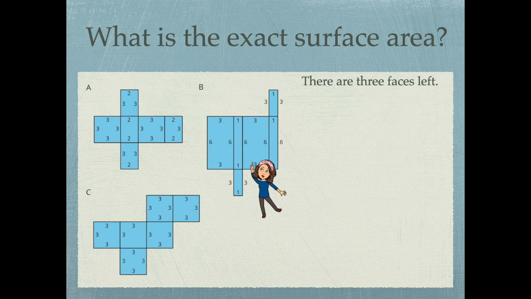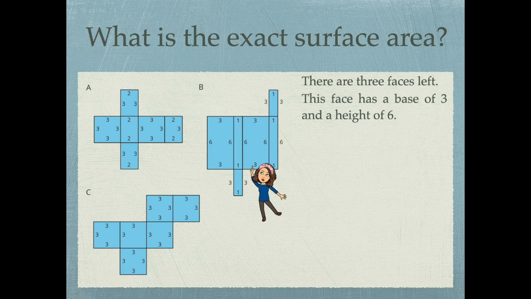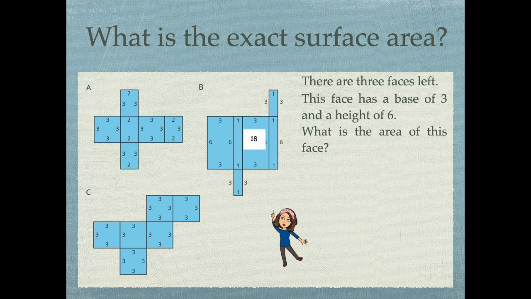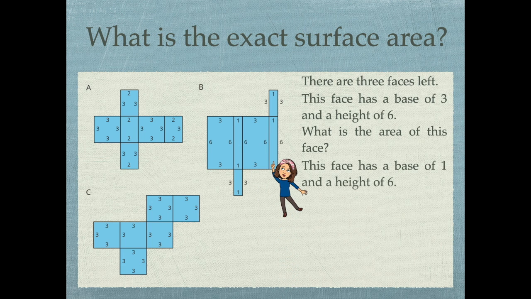So I need to do this one. It has a base of 3 and a height of 6. So 6 times 3 is 18, so that one's 18. So this one here, this has a base of 1 and a height of 6. So 6 times 1 is 6, and the area of that face is 6.